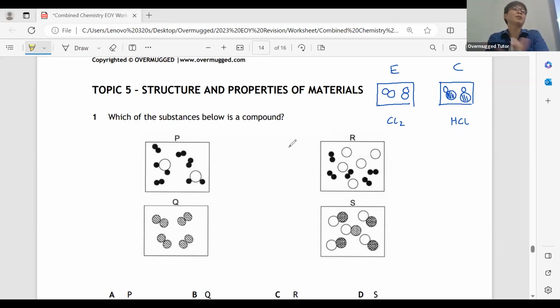Just now we also covered fixed melting point and boiling point, right? Those refer to your element and compound. Elements and compounds are pure substances. They have fixed melting point and boiling point. Only mixtures are impure. That's when you don't have a fixed melting point and boiling point. Okay, so let's look at the three types of questions.